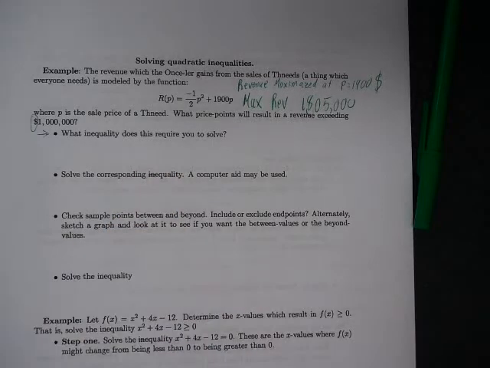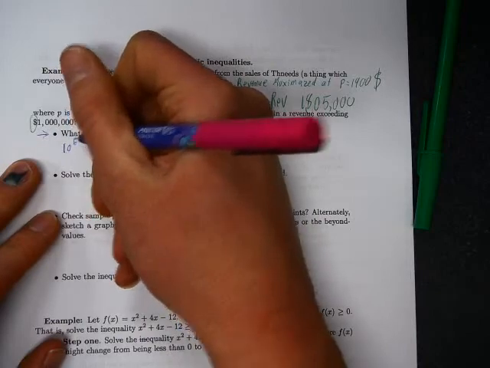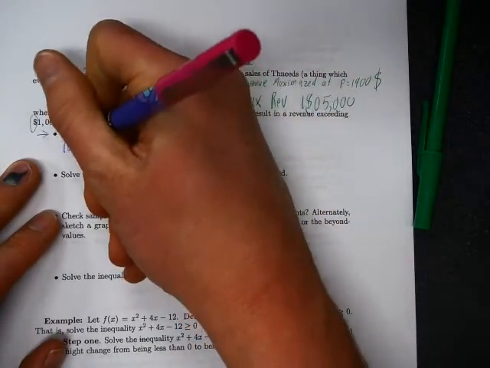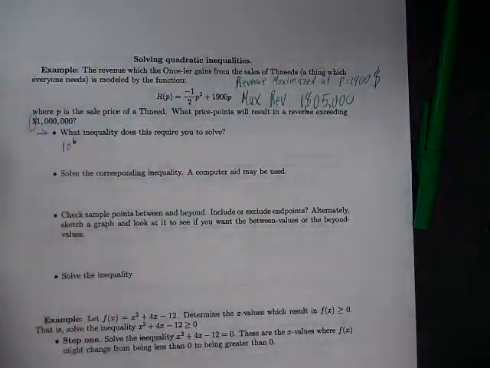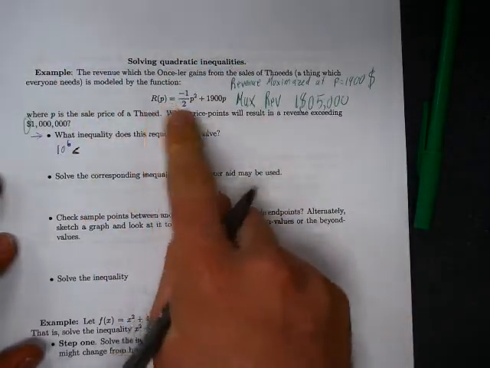What inequality do we need to solve? 1 million is less than negative 1/2 p squared plus 1900p. Yeah, we got 1 million, which it's easier to write 10 to the 6th for a million, so I'll do that. We want to know when is that less than revenue. We have a formula for it.